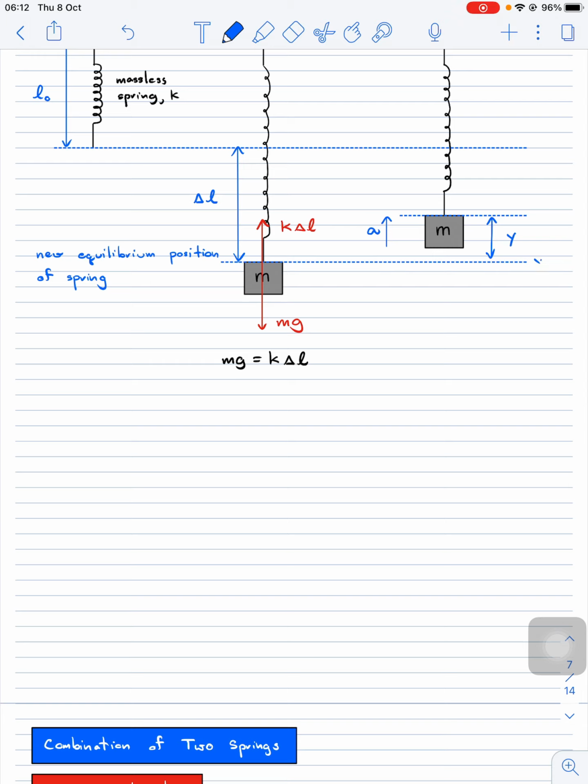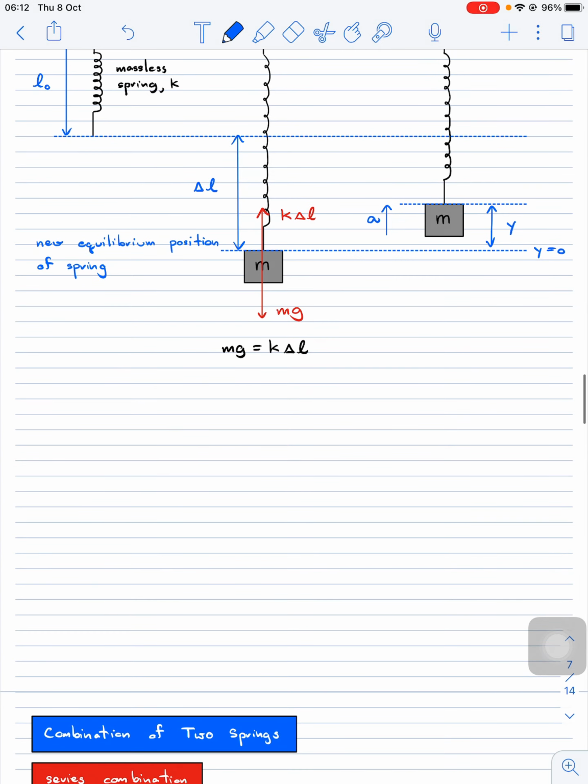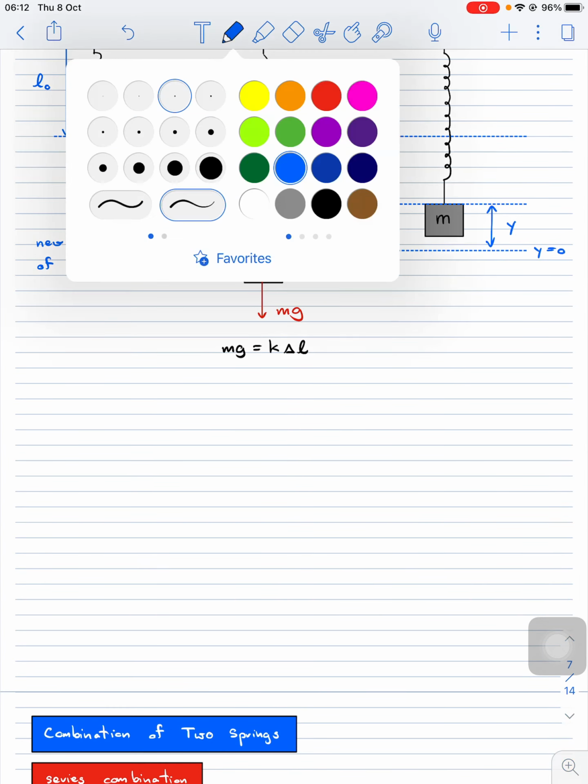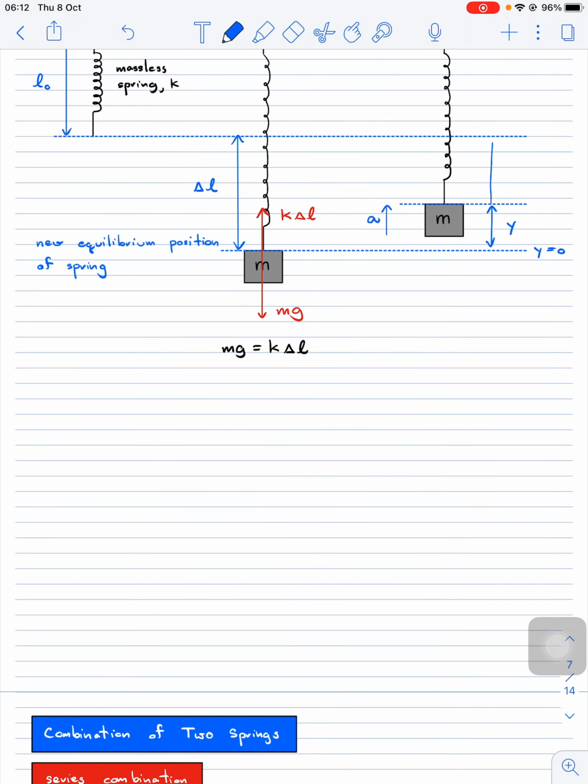So it means that we just make this one equal to 0, right? If this length is equal to y, then this length, the whole thing here, is equal to delta L, but this one is already equal to y, so this one must be equal to delta L minus y.